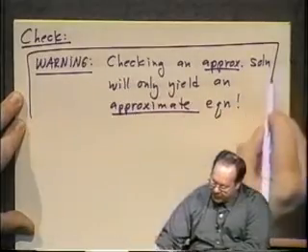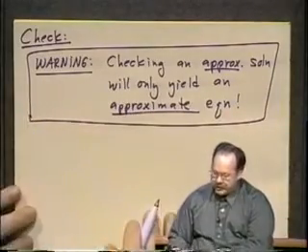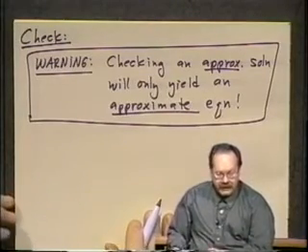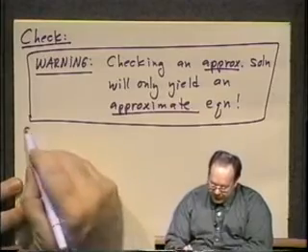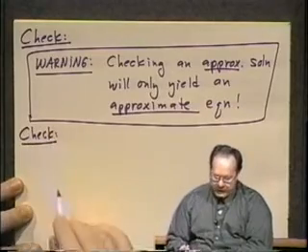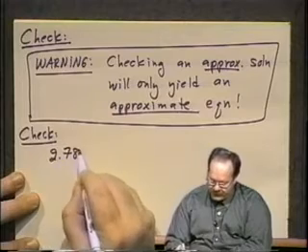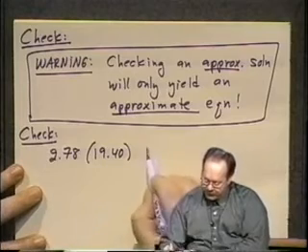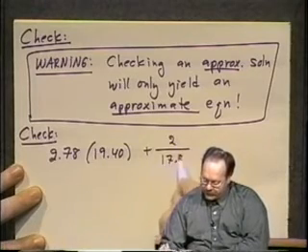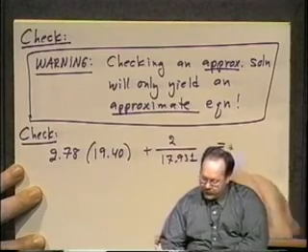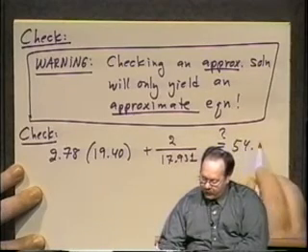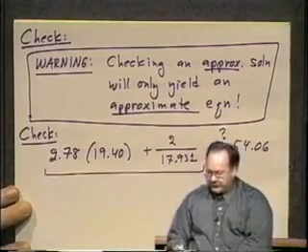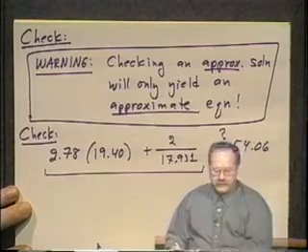So when you check your approximate number in the equation, you will only get an approximate equality because you're using a number that is not, in fact, correct. It's an approximation. So here's the check, the actual check down here. 2.78, and remember that's where x was, so it'll be 19.40 that I substitute, plus 2 over 17.931 equals question mark 54.06. Now I'd like this on the left to be exactly equal to 54.06.